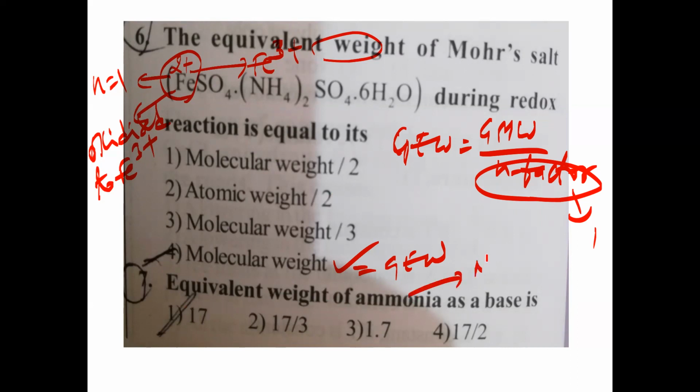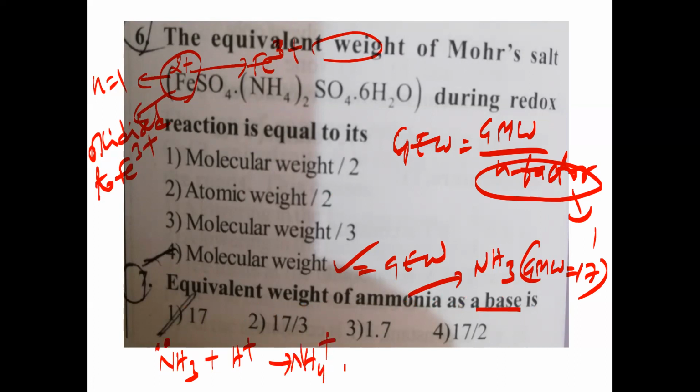The ammonia formula is NH3. What is the gram molecular weight of NH3? 17 grams per mole is the gram molecular weight of ammonia. So what is the equivalent weight of ammonia as a base? Generally NH3, with one lone pair on nitrogen, will accept 1 proton to form the NH4 plus ion, the ammonium ion.